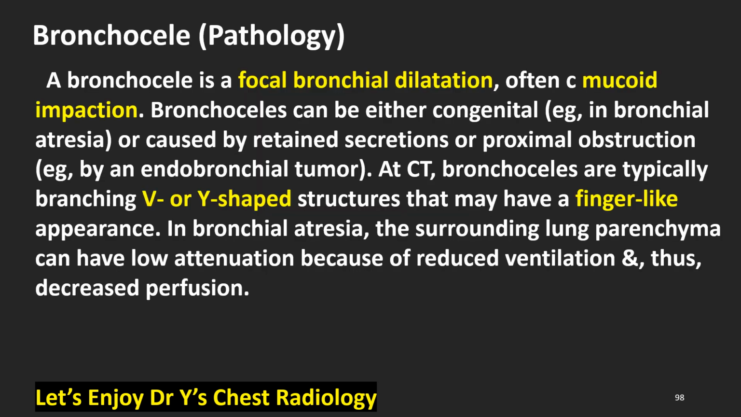Bronchocele pathology. A bronchocele is a focal bronchial dilatation, often with mucoid impaction. Bronchoceles can be either congenital, for example in bronchial atresia, or caused by retained secretions or proximal obstruction, for example by an endobronchial tumor. At CT scan, bronchoceles are typically branching V or Y-shaped structures that may have a finger-like appearance. In bronchial atresia, the surrounding lung parenchyma can have low attenuation because of reduced ventilation and thus decreased perfusion.